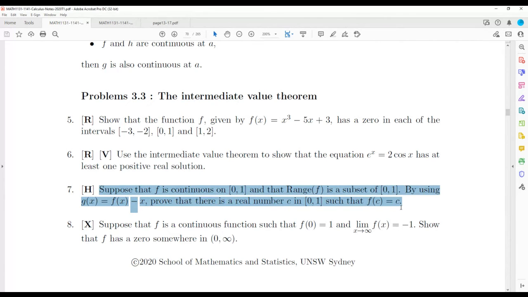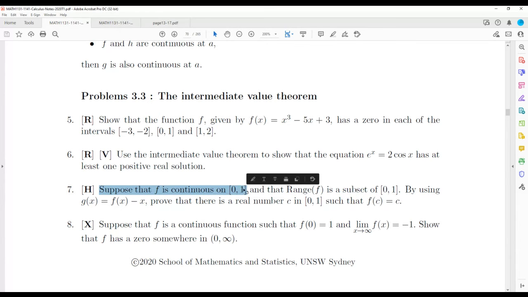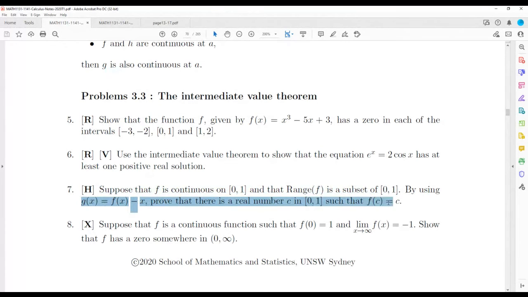So let's have a look here. The IVT. Are you down with the IVT? Yeah, you know me. So here's an interesting one. Suppose that f is continuous on this set. It's a closed and bounded set, 0, 1. And the range of f is a subset of that. Prove that there is a real number c, at least one, such that f of c equals c.